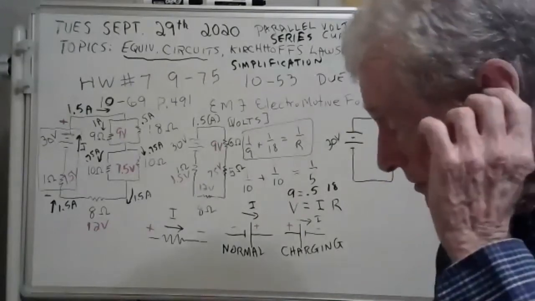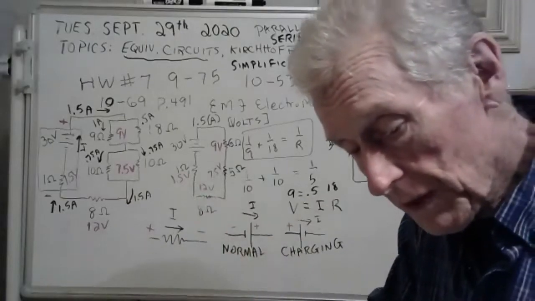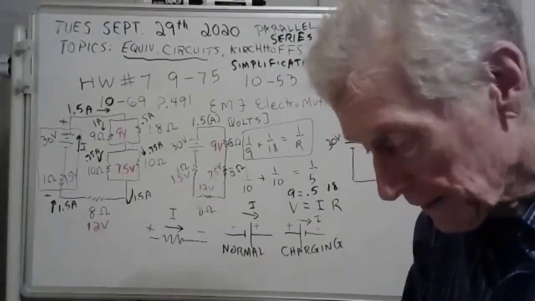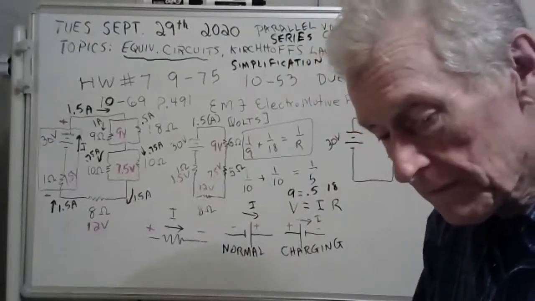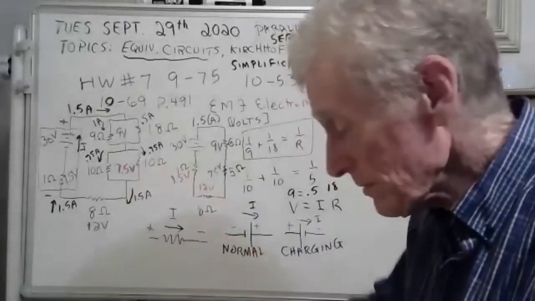Let me show you, Zach. You take your voltmeter. Now, a voltmeter has a red lead and a black lead. You put your red lead right here.